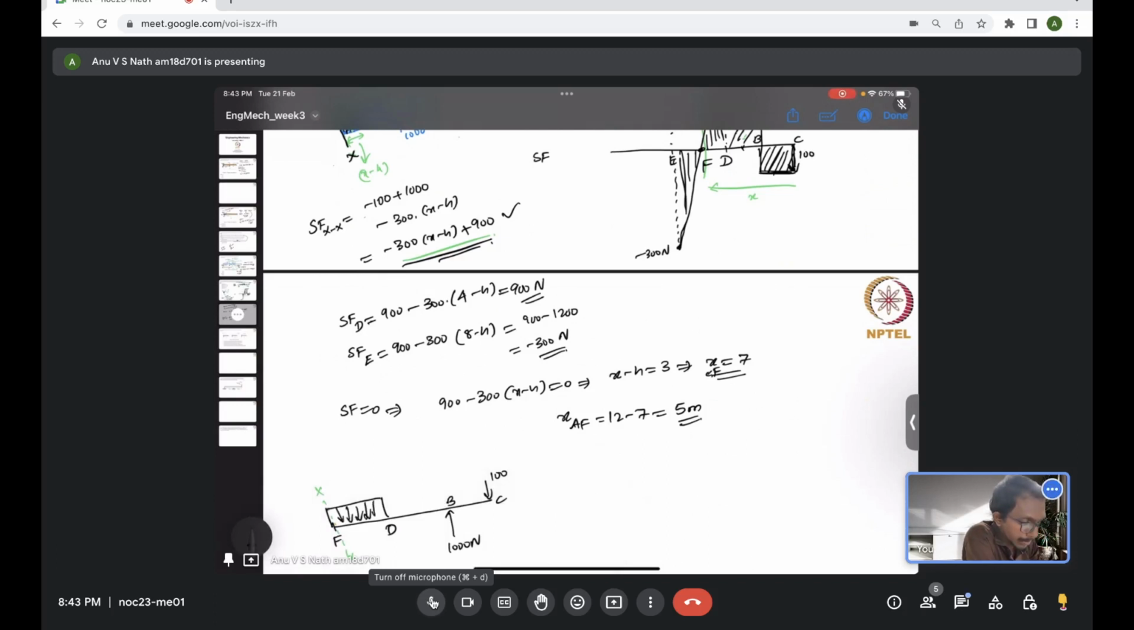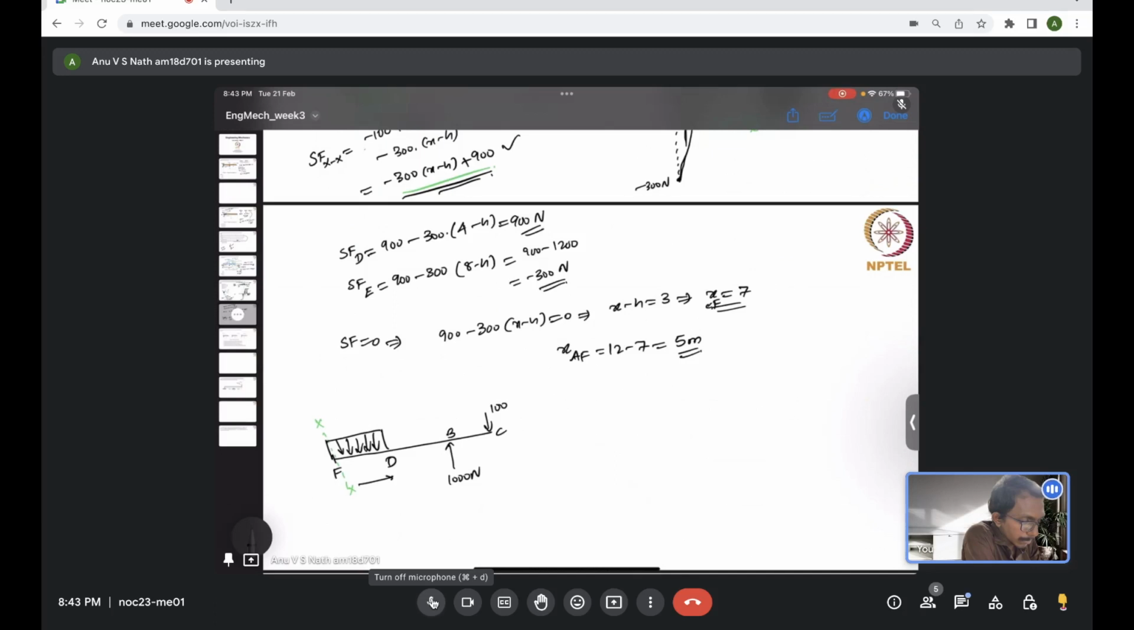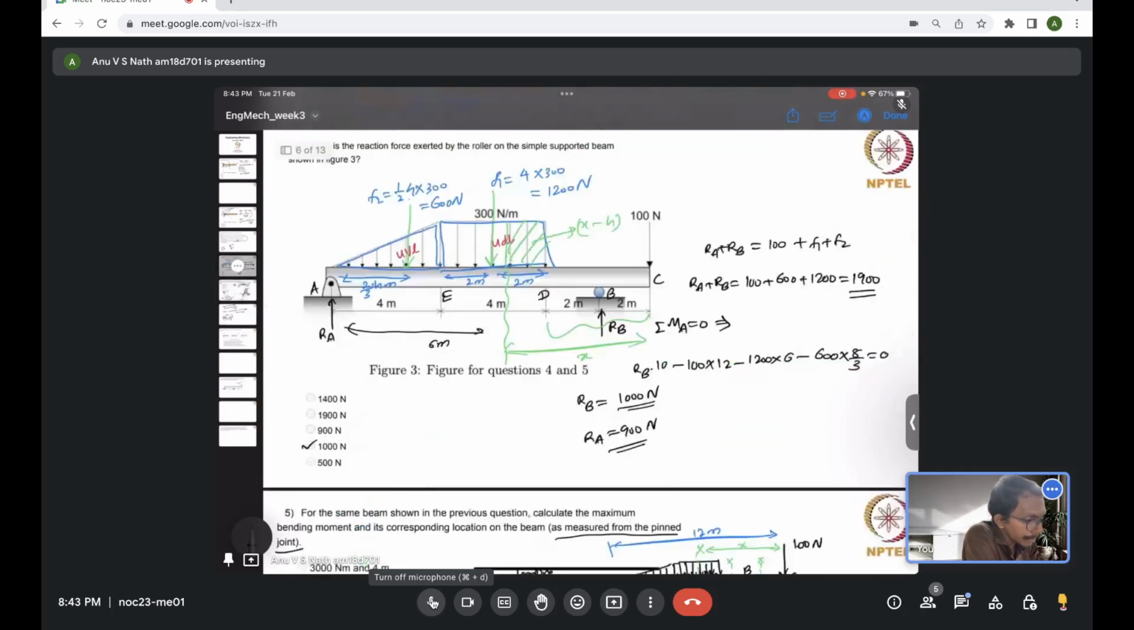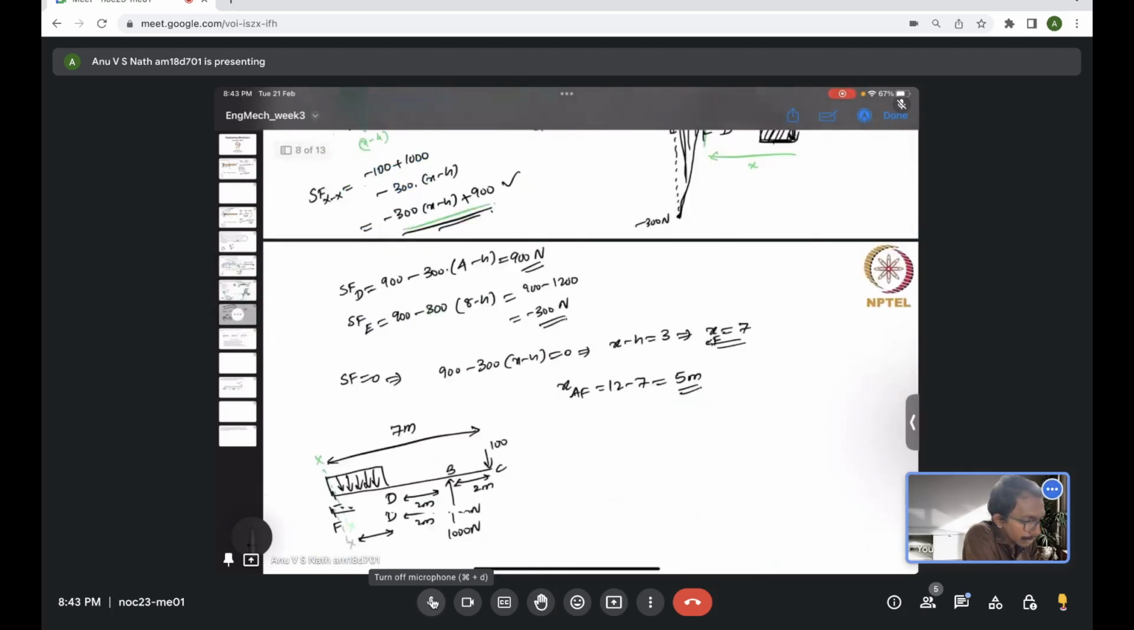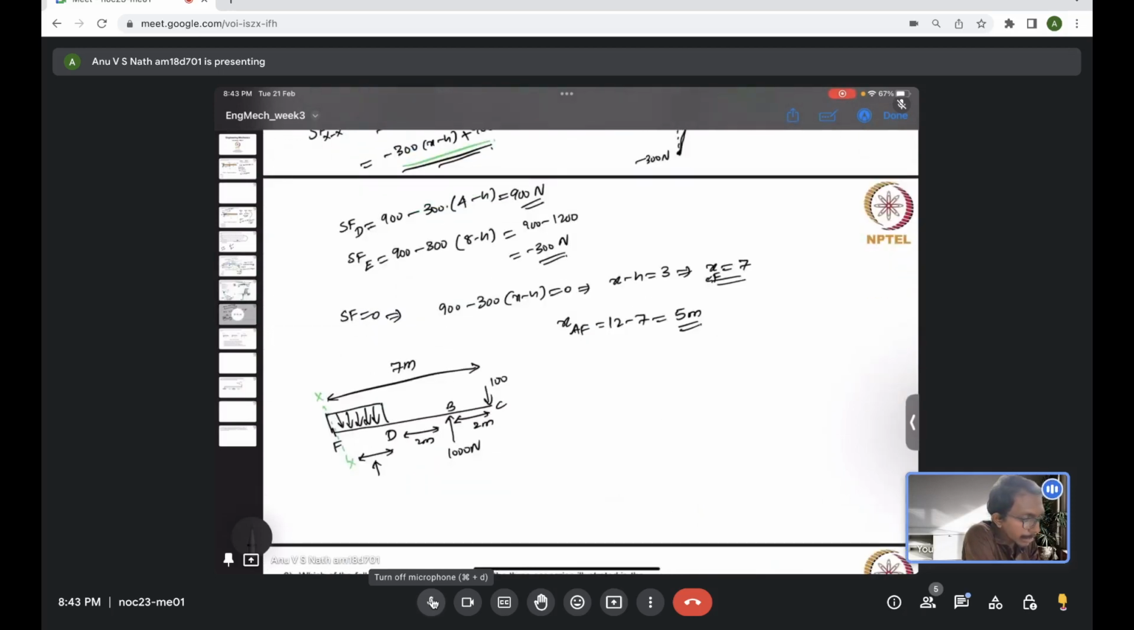UDL, which is from this much distance. So this total distance is we evaluated, which is 7 meter. The point F is actually 7 meter from the end C, and this distance BC is 2 meter and BD is also 2 meter. So this distance should be 7 minus 4, which is only 3 meter. So only 3 meter is contributed by the UDL.